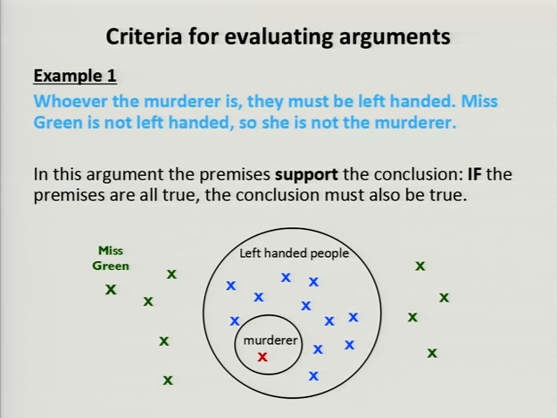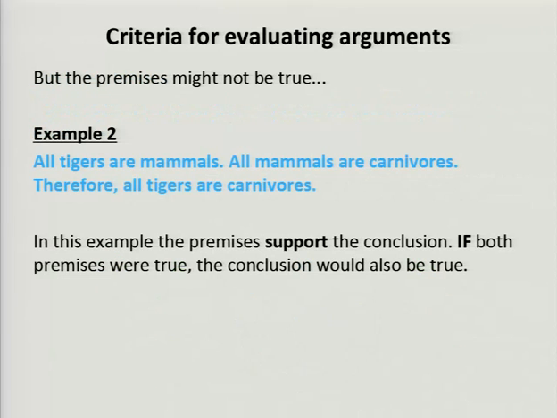So if the premises are all true, and let's say that they are, they support the conclusion: the murderer must be someone else. Miss Green is innocent. So that's one example where truth and validity can fall together. Here's another example where they can come apart.